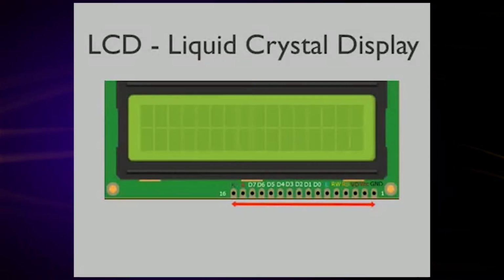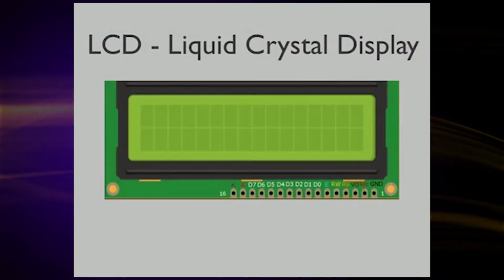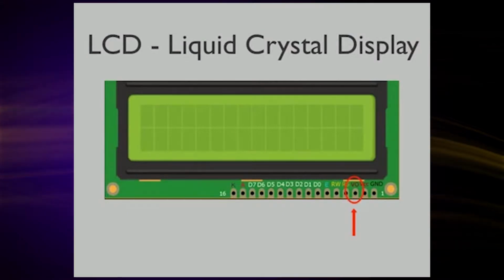Here we see that there are 16 pins in the LCD. Pin number 1 is the ground pin represented by GND. Pin 2 is the power supply pin of 5 volts which is represented by VCC. VO is the LCD contrast pin. Here you have to connect a potentiometer. This will allow a variable voltage to control the contrast of the LCD.